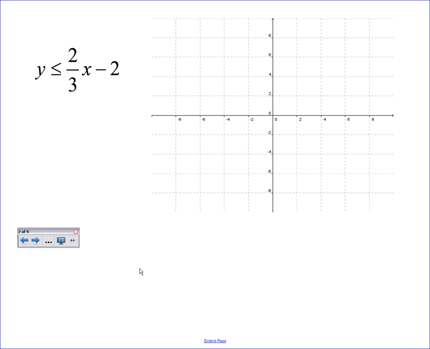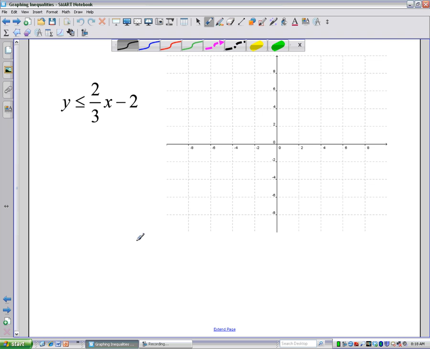When we're graphing inequalities, it works very much like graphing anything else. Graphing inequalities works just like graphing lines. So we're in slope-intercept form, mx plus b. Remember, with mx plus b, that's m, that's b. B tells me where to begin. M tells me how to move.